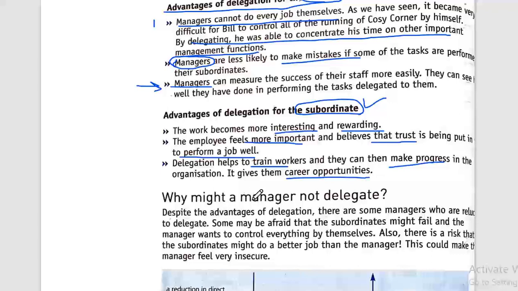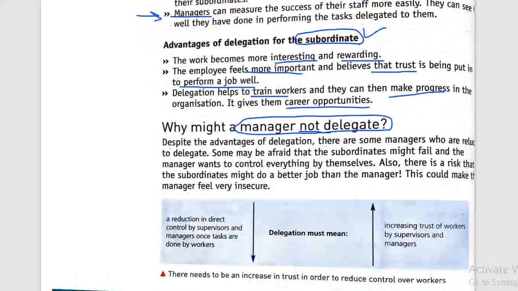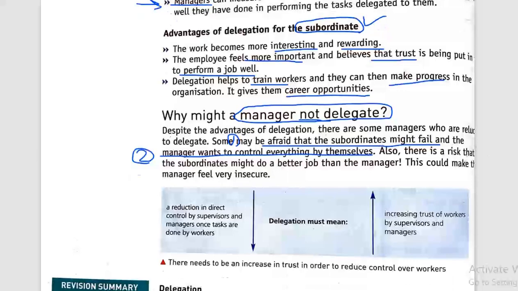So why might a manager not delegate? Why do some managers decide that they will not give any subordinate any of the tasks they are supposed to do? Despite the advantages, some managers refuse to delegate. Number one, because they are afraid that the subordinates might fail. The manager wants to take control of everything by themselves. They don't want these subordinates to fail, and maybe they really want to take control of everything, so they decide to do everything on their own.